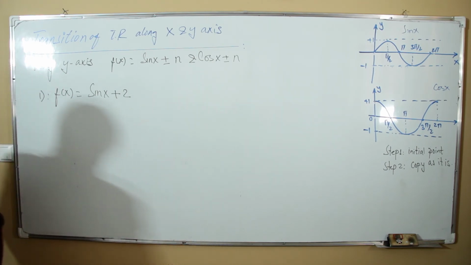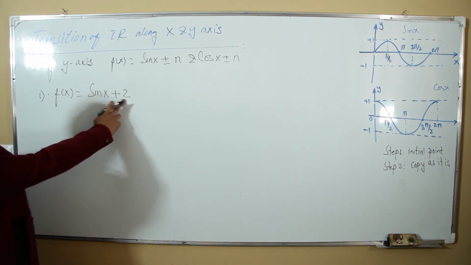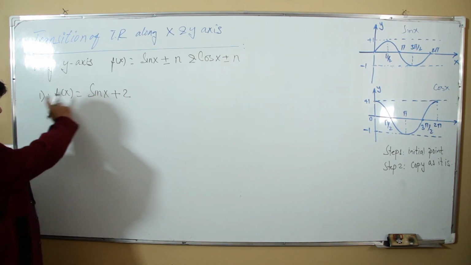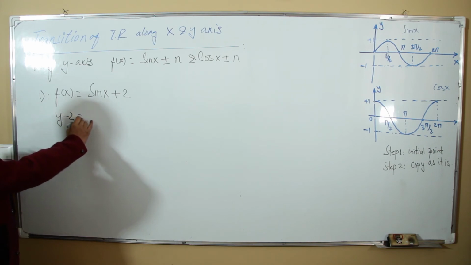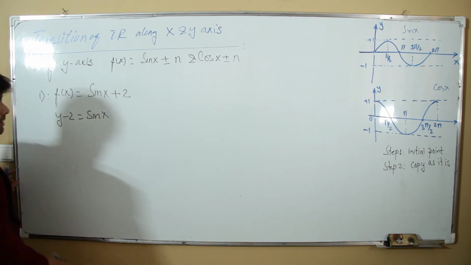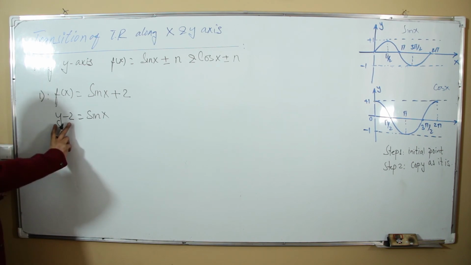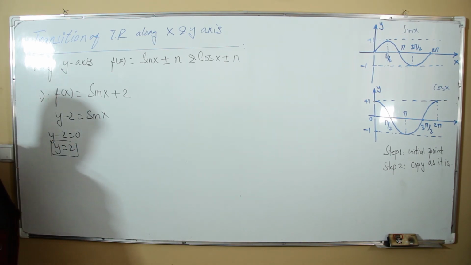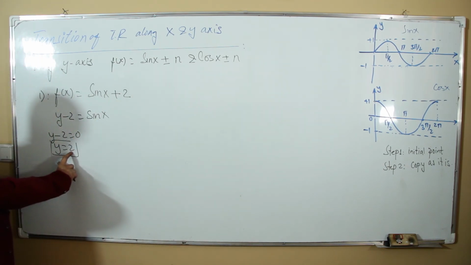Now, how can we do this one? First, you have to put this 2 with the y. This f(x) means y. Put this 2 on the left side: y minus 2 is equal to sine x. Now set this equal to 0: y minus 2 equals 0. Y is 2. What does it mean? It means we have a transition along the y equals 2 line.